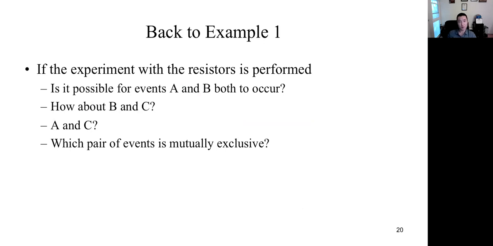All right, then let's go back to the resistor example. Here are the questions. Is it possible for events A and B both to occur? How about B and C, A and C, and which pair of events are mutually exclusive?